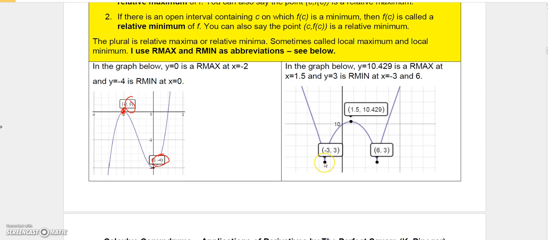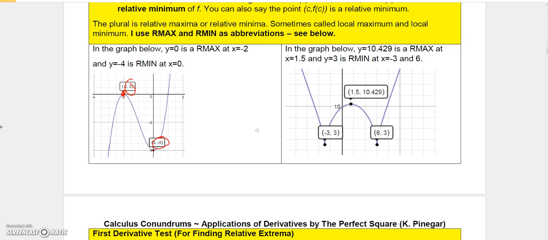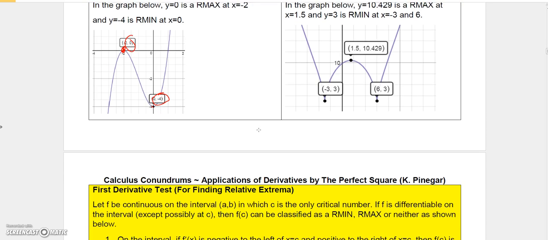Here I get a relative minimum at x equals -3 of 3, and here I get a relative minimum at x equals 6 of 3, and here I get a relative maximum at 1.5, which is roughly 10.429. So I just rounded the answer there on that one. So anyway, those are some examples of relative maximums and minimums.